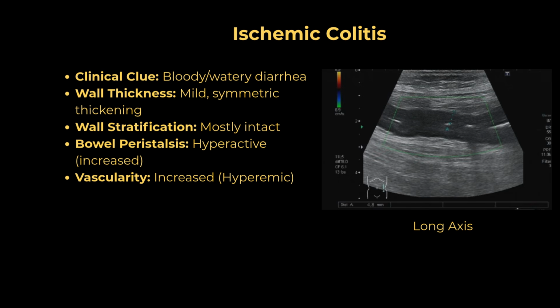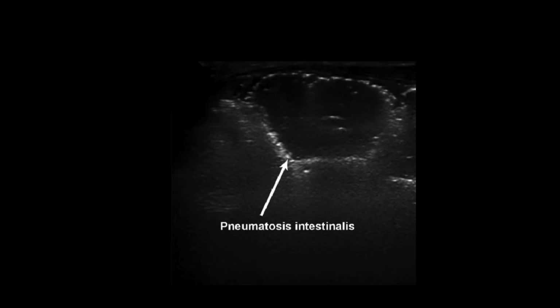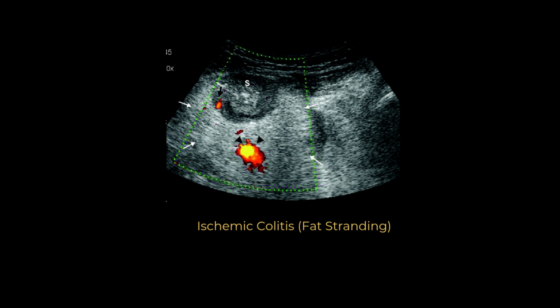You may see the little dot sign. This appears as small bright echoes within the bowel wall. It suggests early air formation. Pneumatosis intestinalis may be seen. This appears as bright echoes or linear streaks within the bowel wall. It may produce dirty shadowing. This is a serious sign and may indicate necrosis. Fat stranding is usually mild to moderate. The surrounding fat may look slightly bright but not as severe as in other inflammatory conditions.